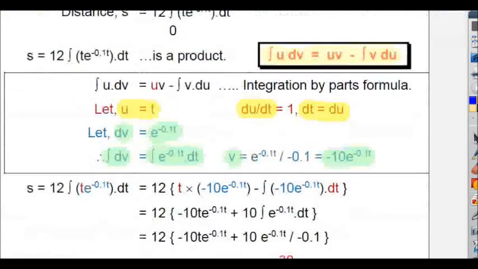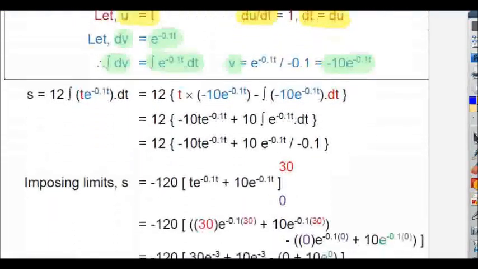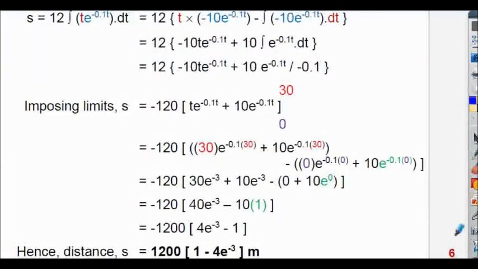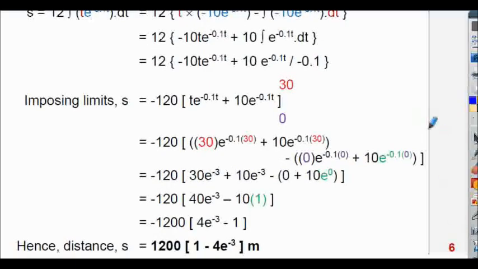Here's the solution. Again, I've laboured the solution to try and show you all the steps involved, so I hope that's of some use to you. But this is the expression for distance we were trying to determine.